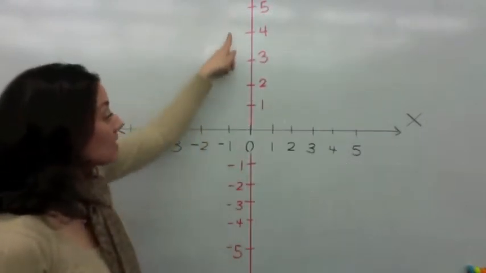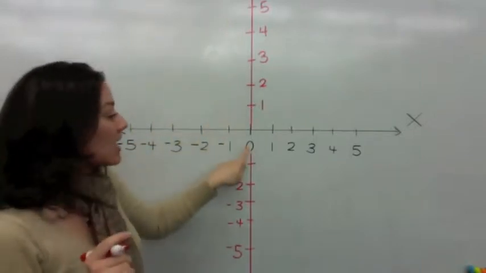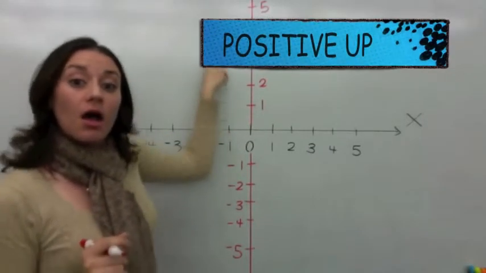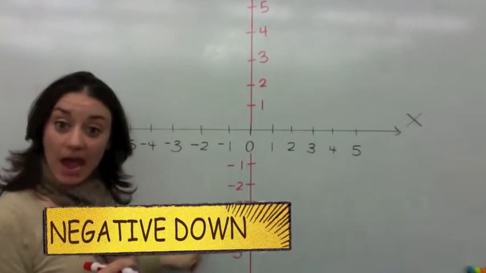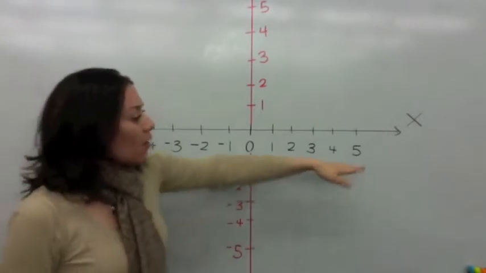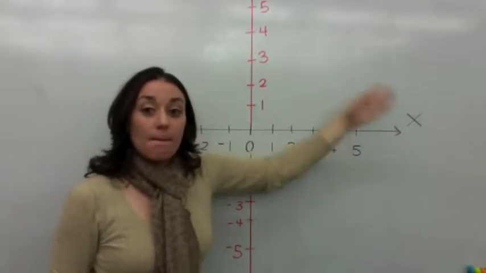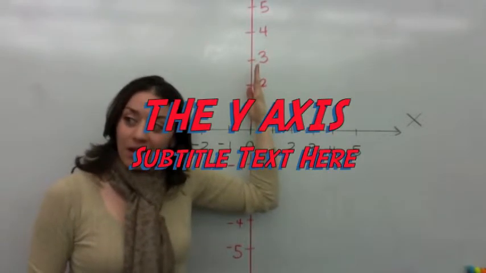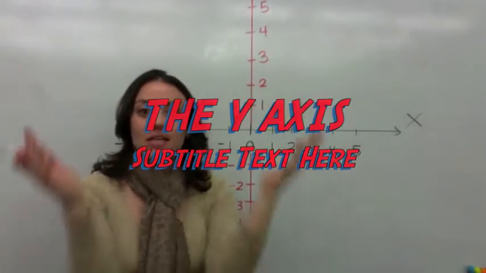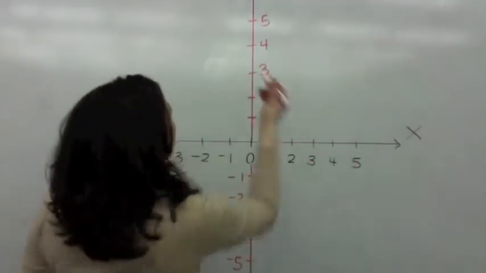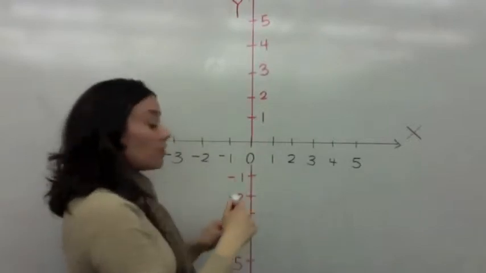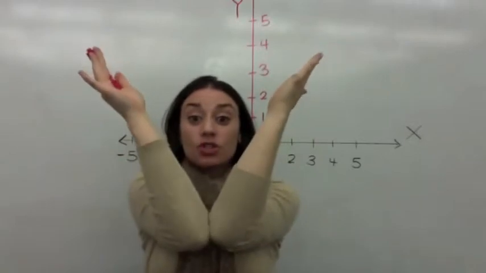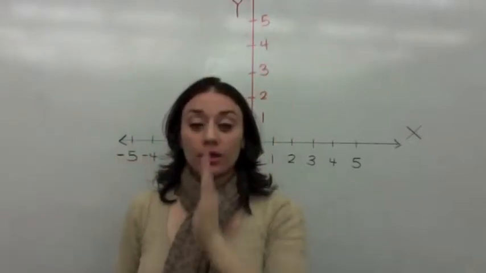Very good. Notice that this axis has 0 in the middle. The positive numbers go up, and the negative numbers go down. Now, the horizontal line is the x-axis, but the vertical line is the, who knows? Anybody? You guys, it's the y-axis. You can remember the y-axis because the letter Y stands straight up, just like a vertical line, up and down.